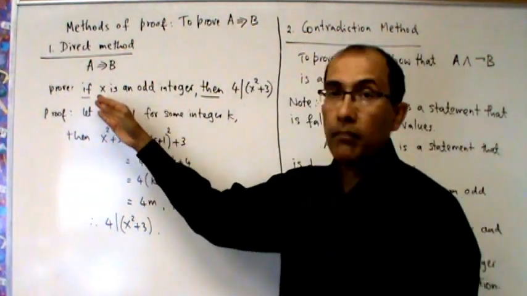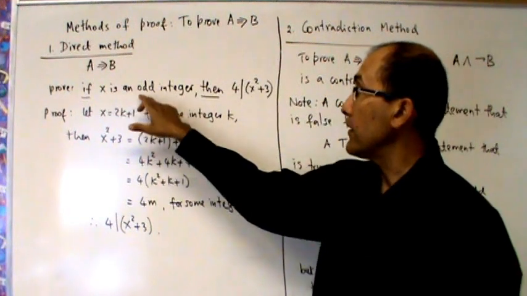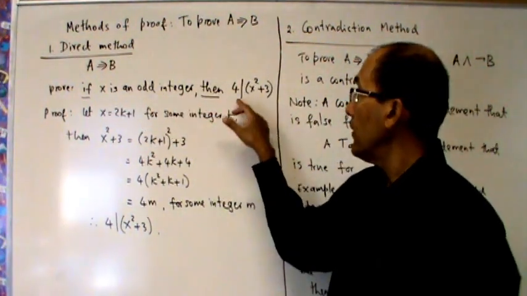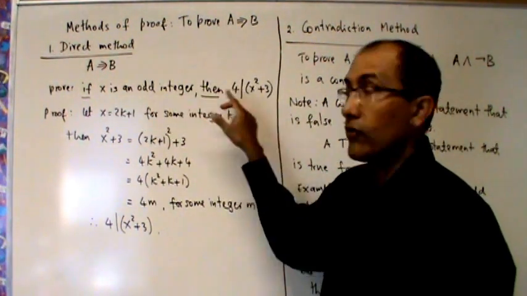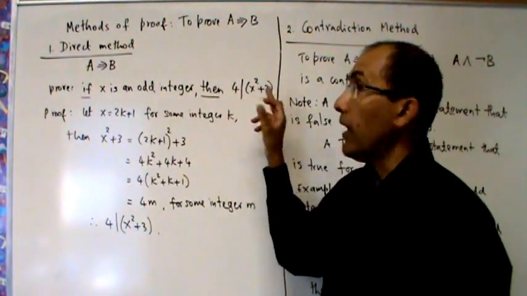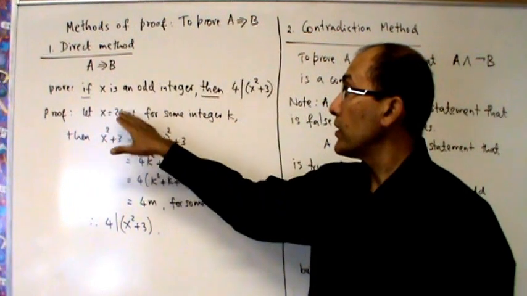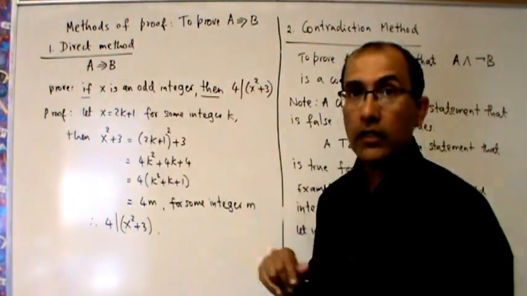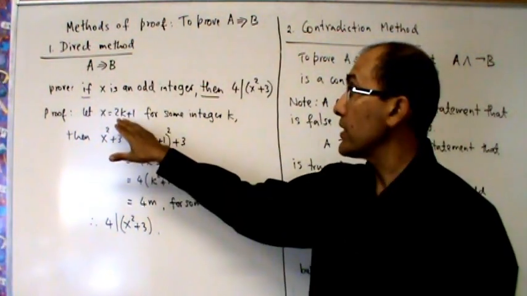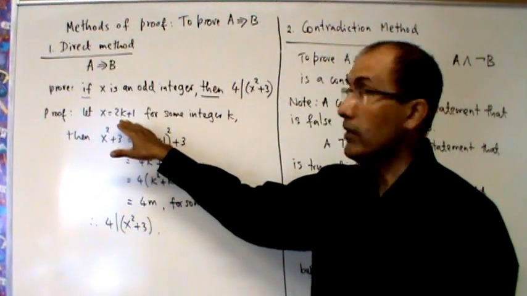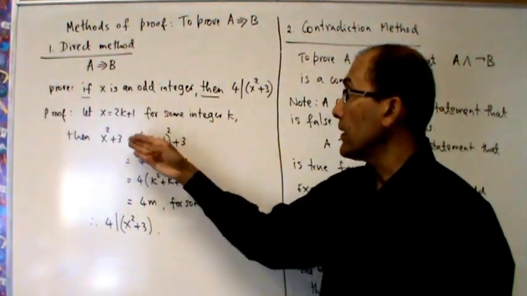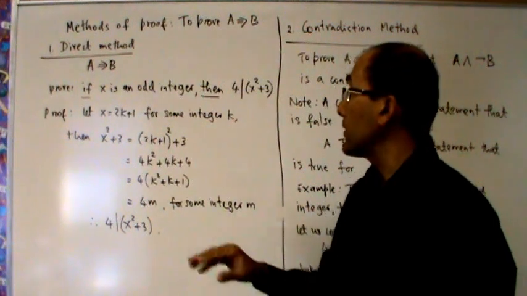So here is an example. Suppose if x is an odd integer, then 4 divides x square plus 3. So if A, then B. I want to prove this statement. I will go directly, use the hypothesis to get to our conclusion. The hypothesis says x is 2k plus 1 for some integer k. Then let's look at x square plus 3.